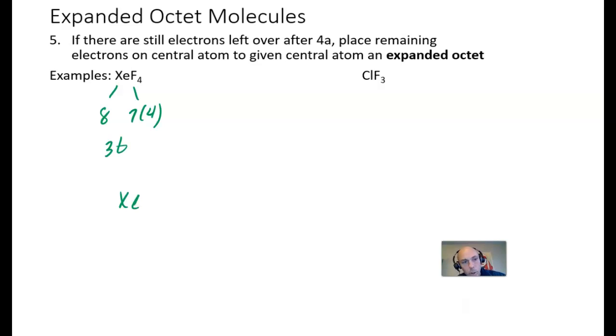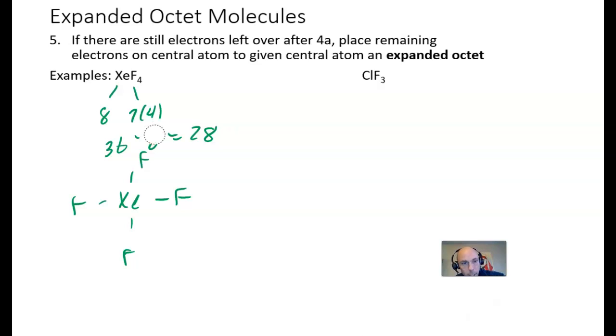Xenon is going to be the central atom because it's left of fluorine and has a lower electronegativity because it's frankly 0. I hook it to the fluorines with nothing but single bonds at first. I've built its skeleton. I now subtract from 36 the number of electrons that were just drawn via bonds. 36 minus 8 is 28. So I have 28 more electrons to build this Lewis structure from.